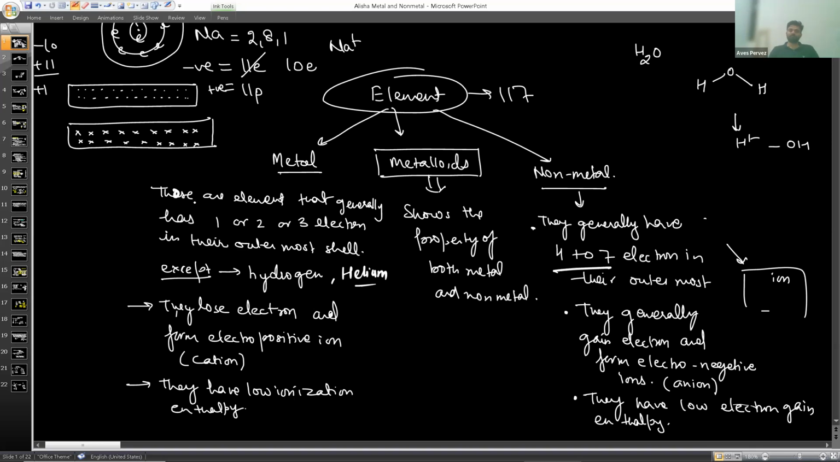Learn, and then speak. Metals generally have one or two or three electrons in their outermost shell, except hydrogen and helium. Next, metalloids show properties of both metals and non-metals. And non-metals usually have 4 to 7 electrons in their outermost shell.